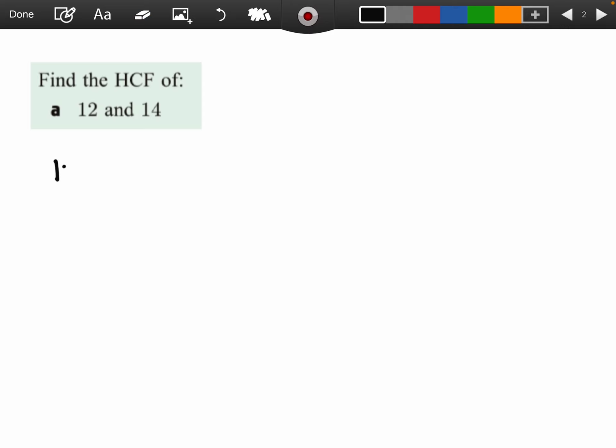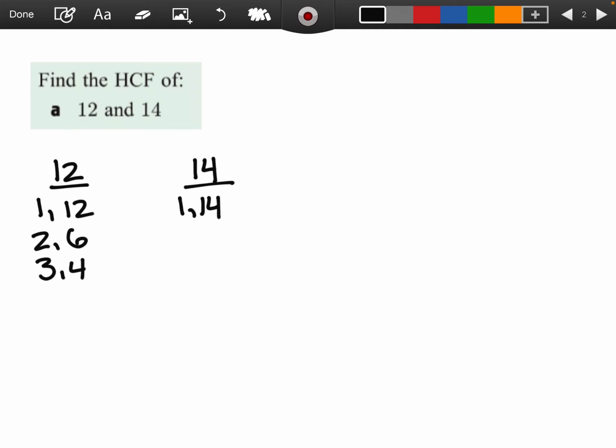So in order to do that, we need to figure out the factors of 12 and 14. So we'll do our little ordered list to make sure that we don't miss any. So we've got 1 and 12, 2 works with 6, 3 works with 4, and then 4 would be the next one we would try, and it's already on our list, so we know that we are done. And then 14, we've got 1 and 14. 2 works with 7, 3 doesn't work, 4 doesn't work, 5 doesn't work, 6 doesn't work, and then 7 is already on our list, so we know that we're done.